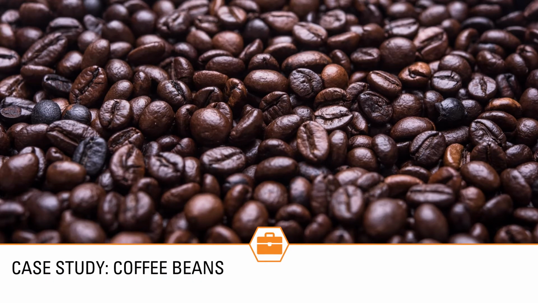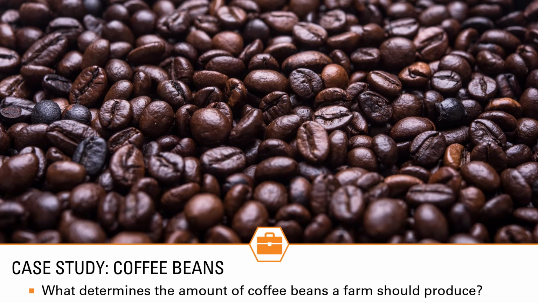So let's go now to a case study of coffee beans. All right. And here we've got a picture of coffee beans. And once again, we mentioned that Brazil was the largest producer of coffee beans. However, we do have this question. What determines the amount of coffee beans a farm should produce? Now, you might say, well, it could produce as much as it can, right? And that might make sense. The more coffee beans I produce, the more I can sell, the more money I have. I think that's quite intuitive.